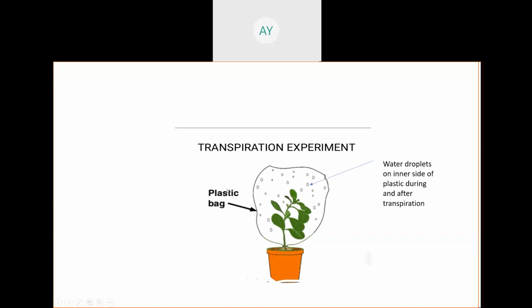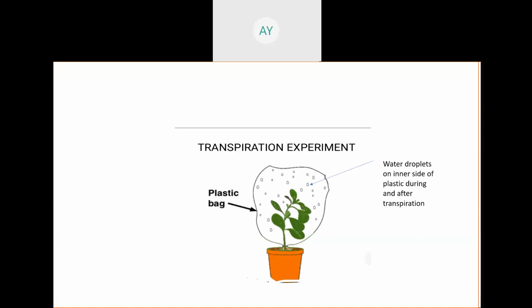So if you cover it in the morning, at around 5 a.m., then up to 11 a.m. or 12 noon you will find water droplets. From where do the water droplets come? From the leaf surface. How? Through the process of transpiration. So this is the experiment you can perform.